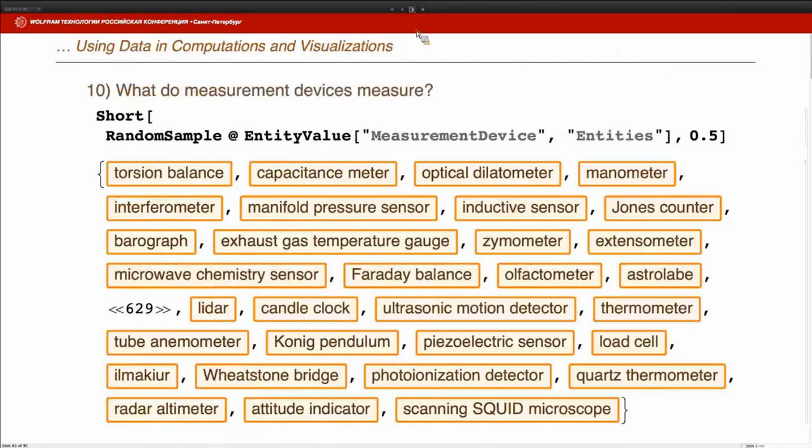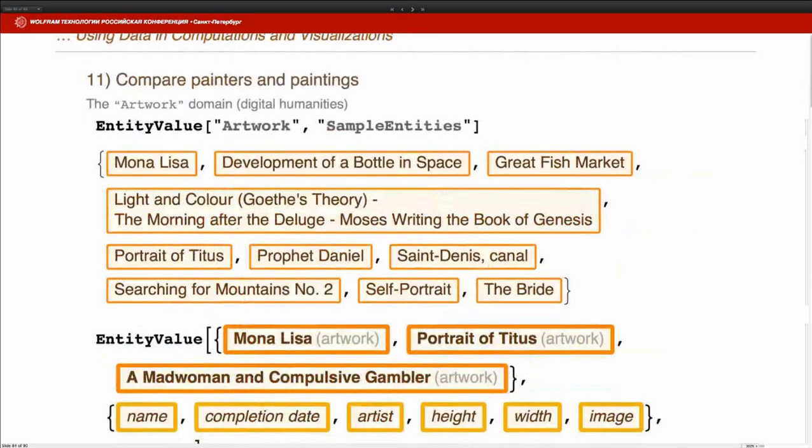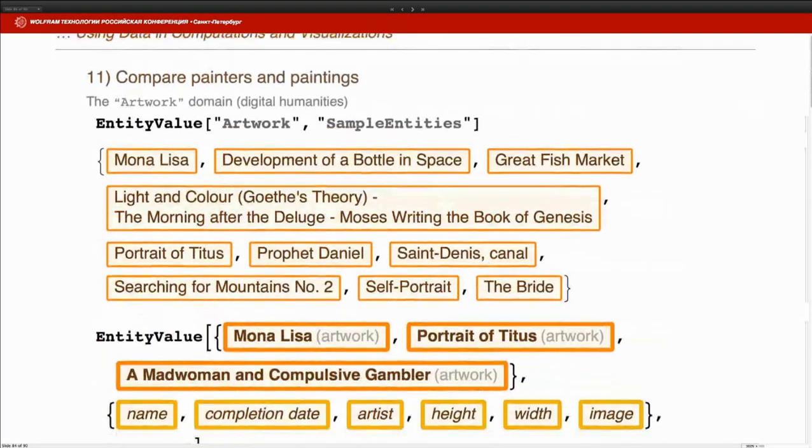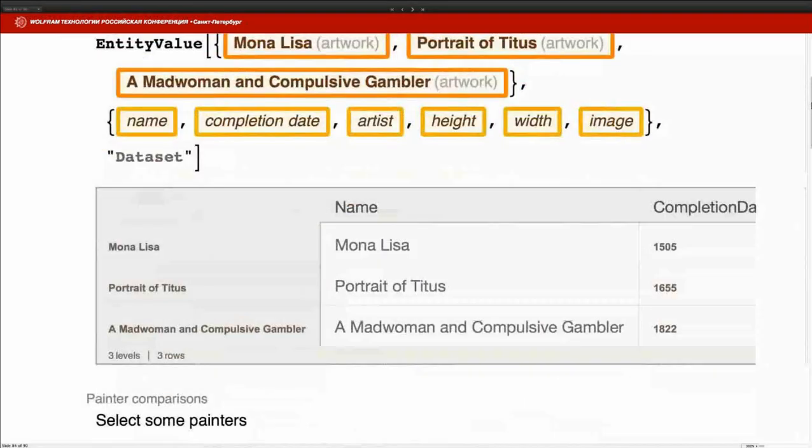The next page has big graphics. That's why it's a little bit slow to go there. Okay, here we go. But you can also do what is becoming increasingly popular, called digital humanities, not just natural science. Let's take artworks. So let's get a set of paintings and let's look at them.